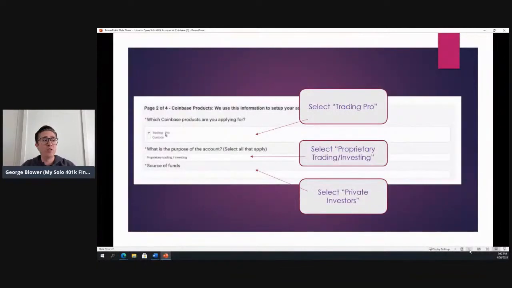Moving through the application, you're now asked questions about the Coinbase products. So here you would choose Trading Pro. You would then select for what is the purpose of the account, proprietary, trading, or investing. Then when it's asking about the source of funds, you would select private investors.